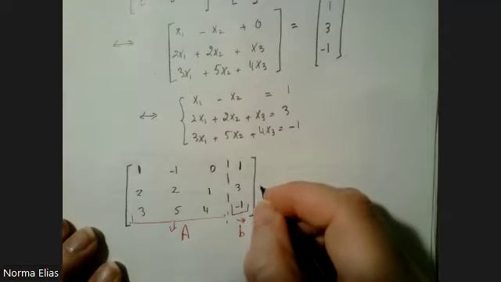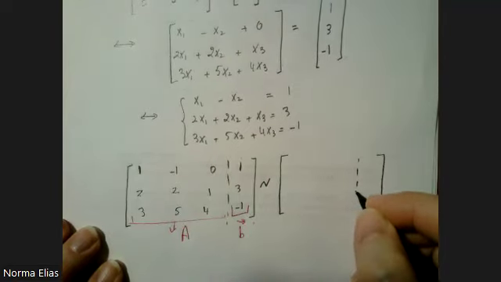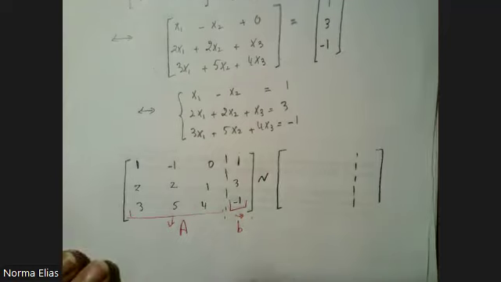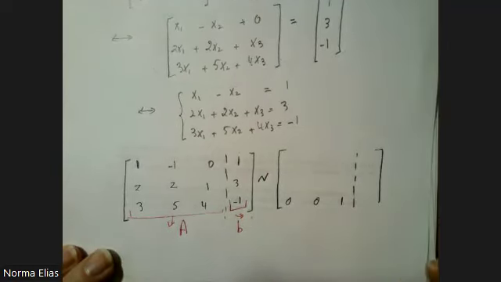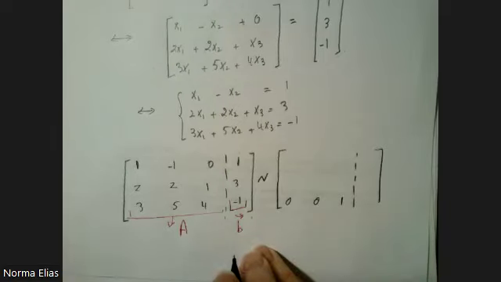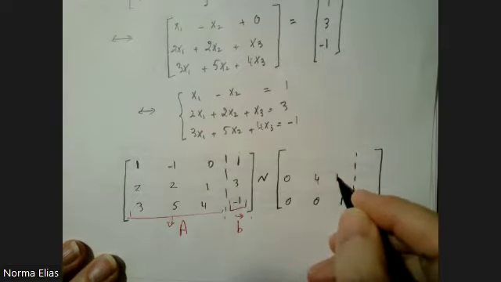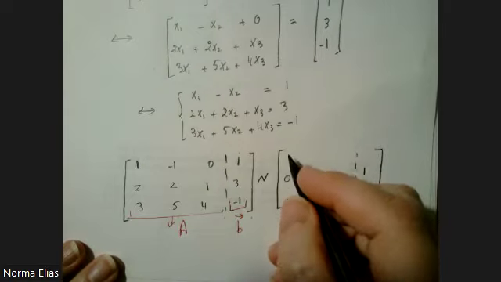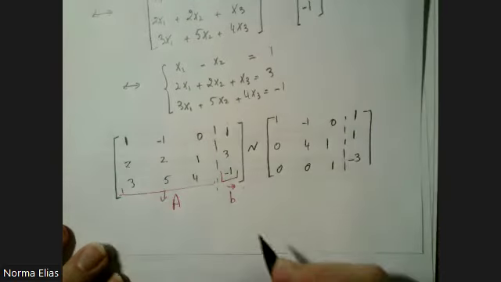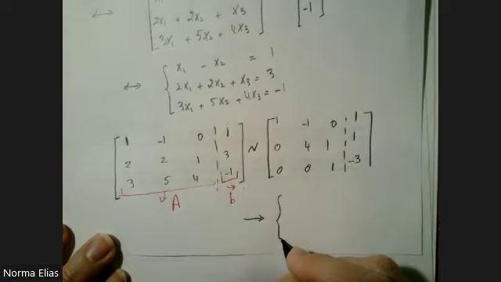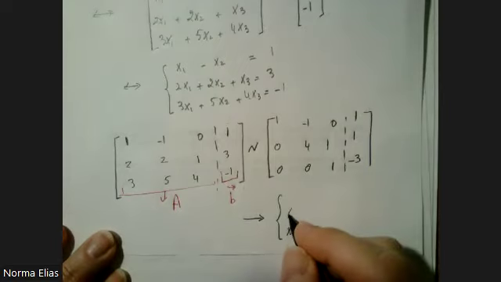And now we can solve this the usual way. And we get the following: 0, 0, 1, minus 3, and 0, 4, 1, 1, and 1, minus 1, 0, 1. And now we solve using back substitution. This gives x3 equal minus 3.